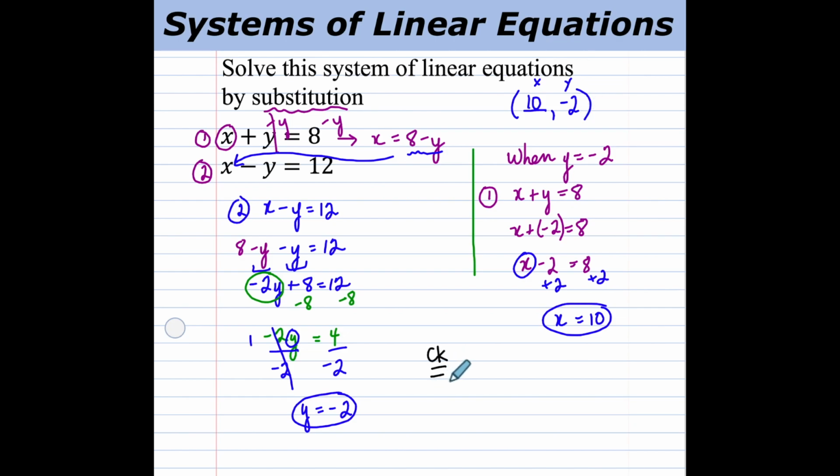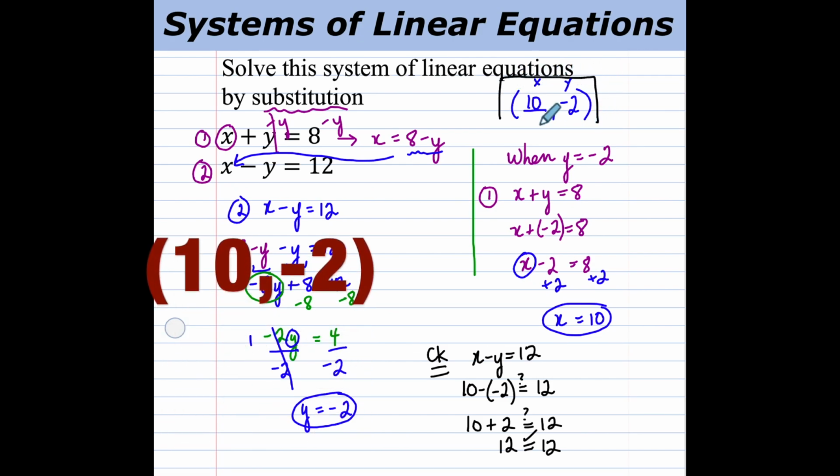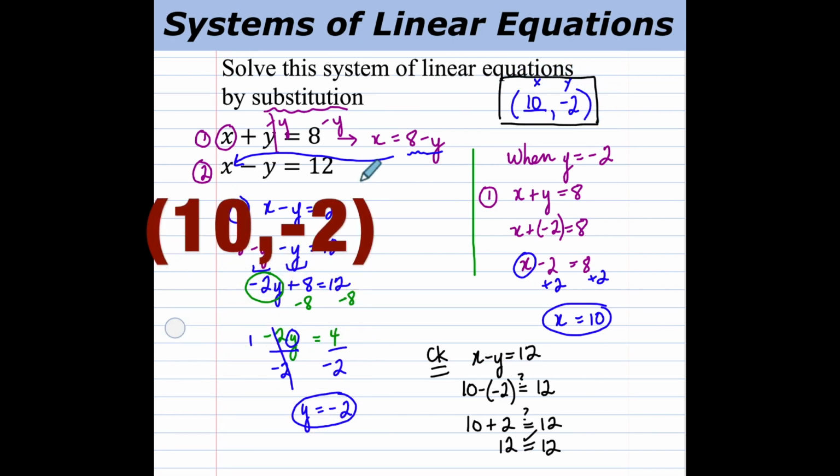But we should check our work. Let's grab the second equation to see. We'll plug in the 10, plug in the y. Does that equal 12? 10 plus 2, does that equal 12? And yes, 12 does equal 12. Therefore, 10 comma negative 2 is the solution to this system of linear equations.